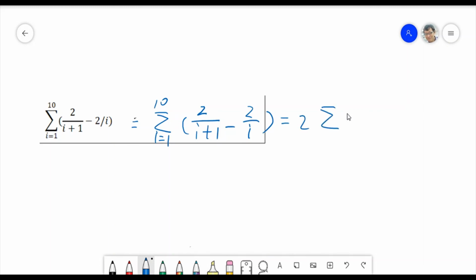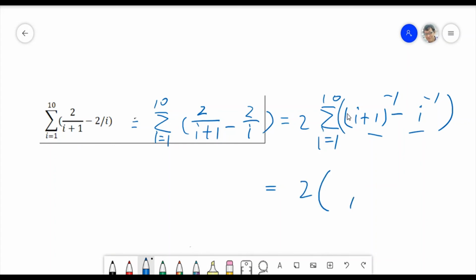So sigma from i equals 1 to 10, this can be 1 over i plus 1, minus 1 over i, am I right? So this we can take into the formula. The formula will take the 10 directly, so 2 times, with 10 and 11, minus 1. So this definitely will be a negative number. So this 1 over 11 minus 1 is negative 10 over 11, so it will be negative 20 over 11. So we got it.